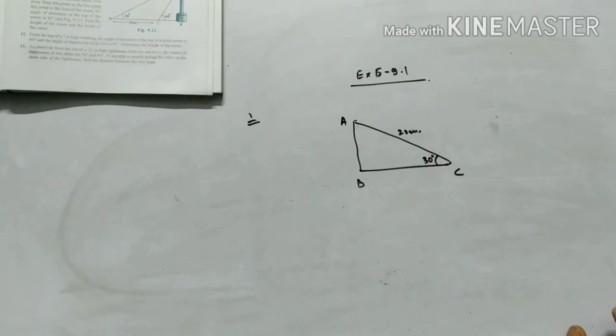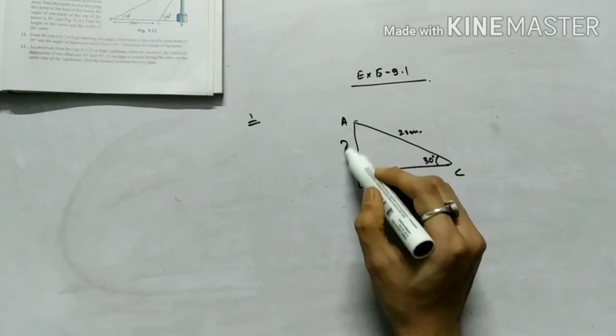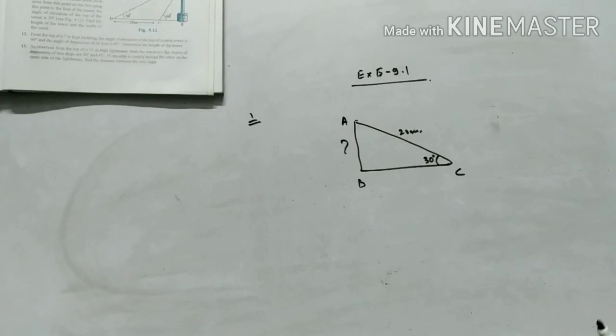So what is given? The artist is climbing a 20 meter long rope which is tightly stretched and tied from the top of a vertical pole to the ground. Find the height of the pole. This one I want, AB I want, if the angle made by the rope with the ground level is 30 degrees. Angle of elevation is given.